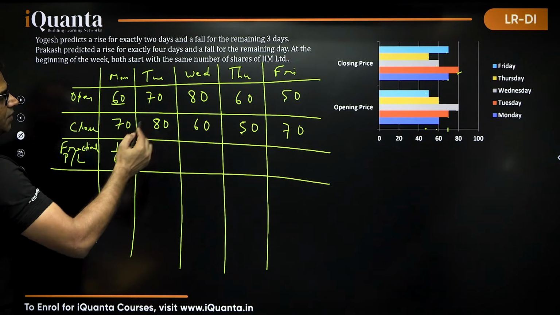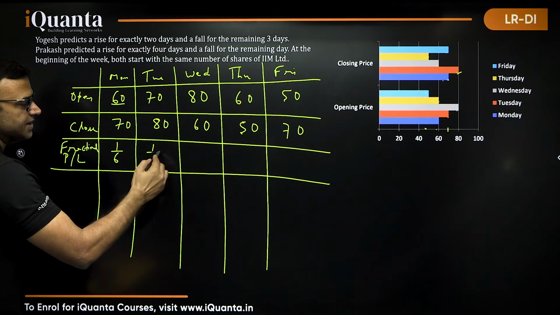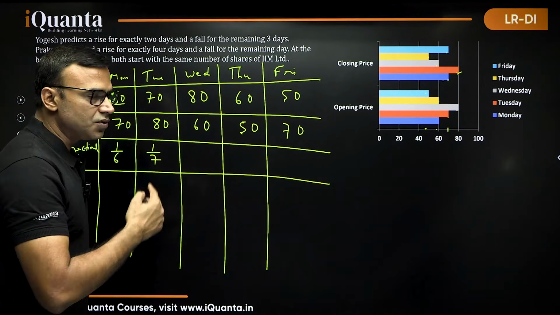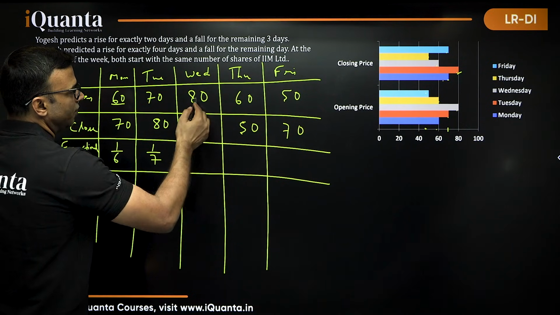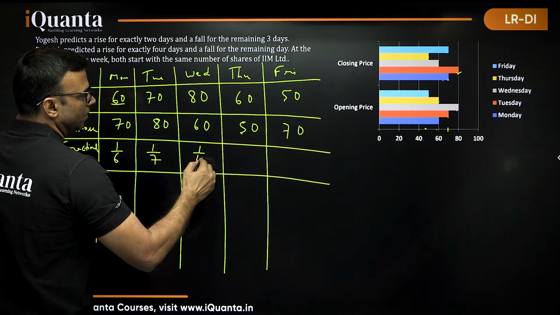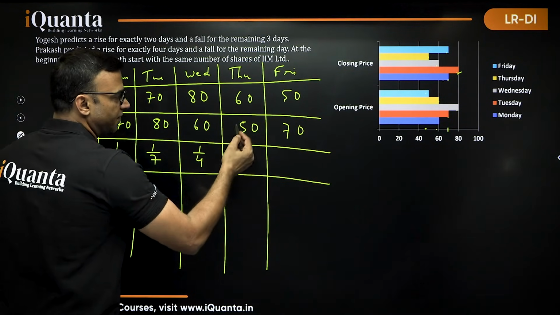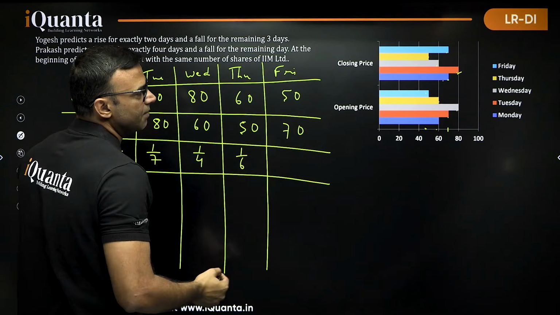Similarly, from 70 to 80, it is a 10 increase on 70. So, 10 by 70, 1 by 7. Profit or loss will depend on the kind of strategy chosen. 80 to 60, there is a decrease in the price. How much? 20 over 80. 20 by 80 is 1 by 4. From 60 to 50, there is a decrease of 10. 10 of 60, 1 by 6. From 50 to 70, 20 by 50, 2 by 5.